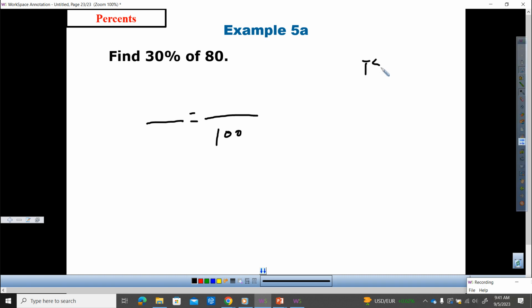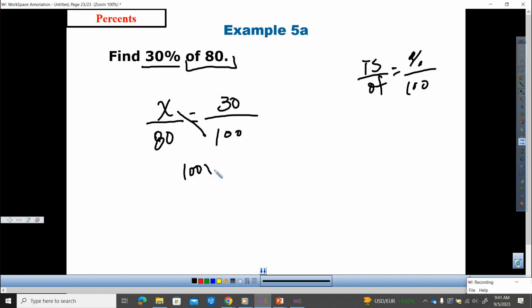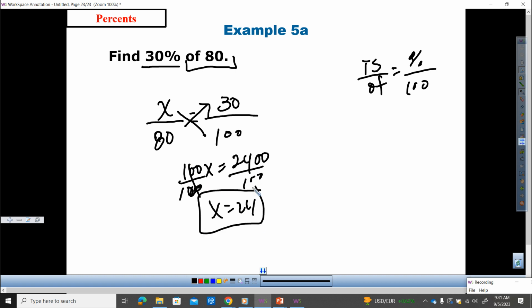What was the proportion I asked you to write? Is over of equals what? Percent over 100. So according to this problem, they gave us a what? A percent. Where does that one go? Above the 100. What else do they give us? Of 80. Where does the of go? On the bottom of this proportion right here. So I write 80. So what shall I write here? X. So then cross multiply. That is 100x equals 2400. Divide by 100. X equals 24. Copy that, please.